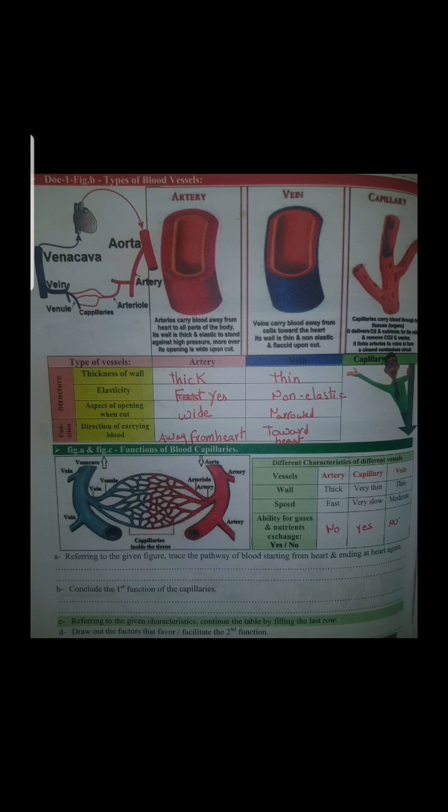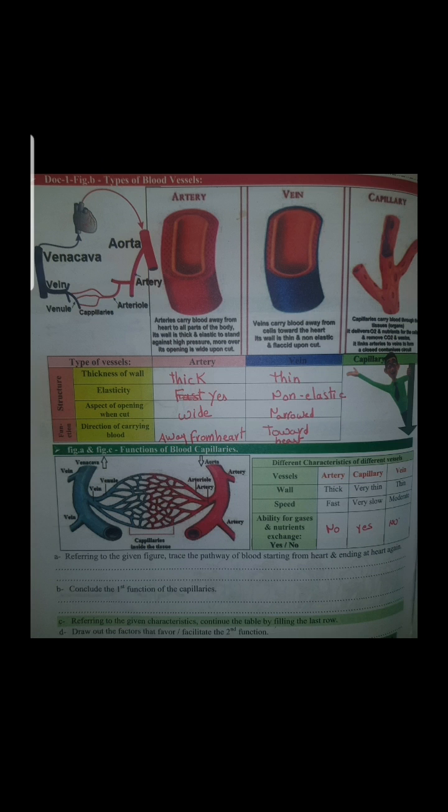So I have different types of blood vessels: arteries, veins, and capillaries. You need to copy this. I will send you the course. I have three different blood vessels. Each one has its own characteristics. You need to memorize the types of arteries.